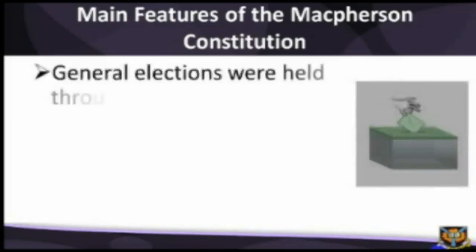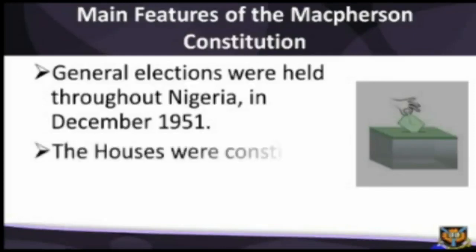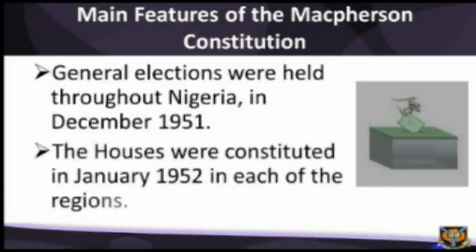I should inform you at this point that general elections were held throughout Nigeria in December 1951. The houses were constituted in January 1952 in each of the regions.